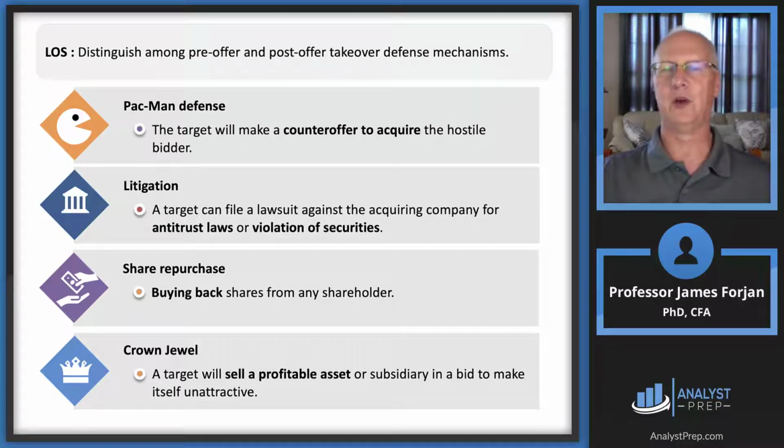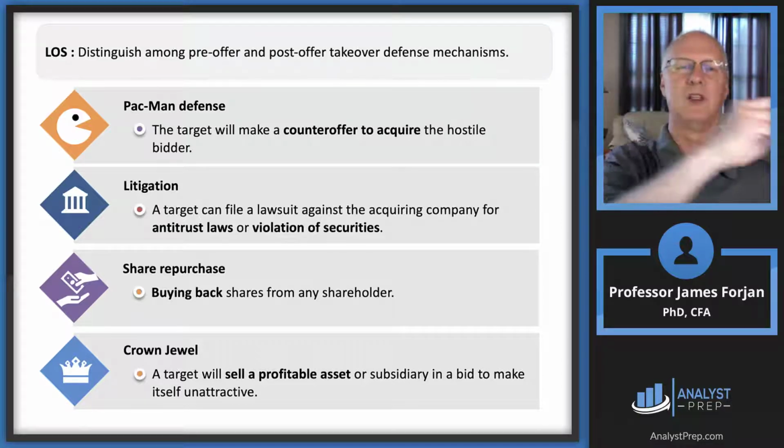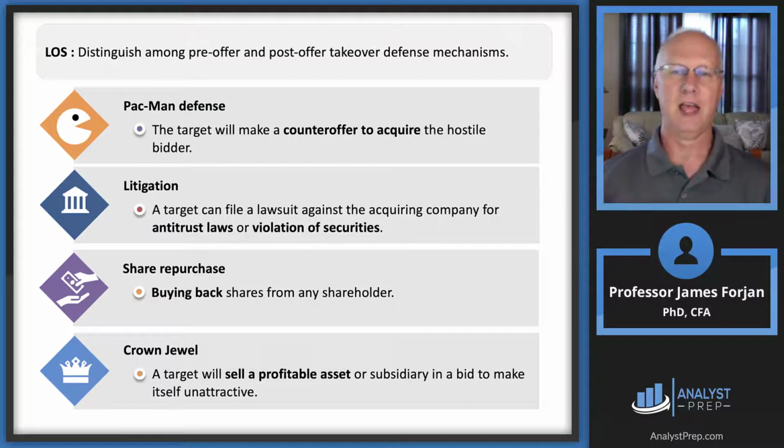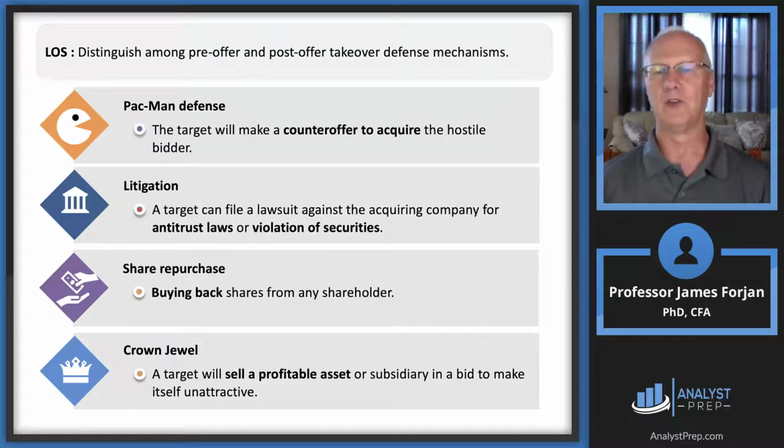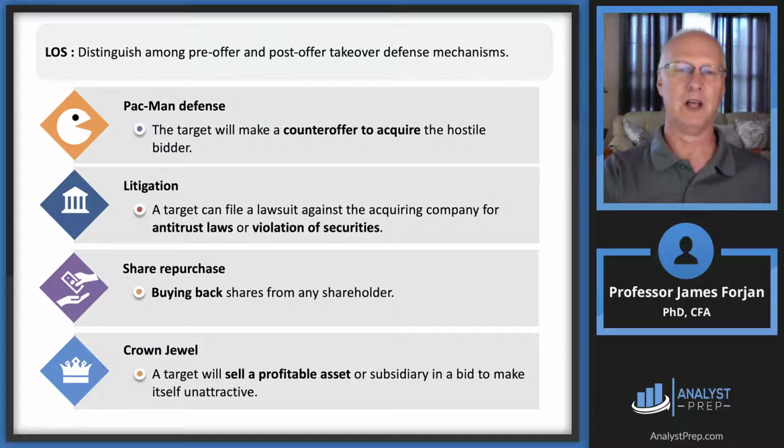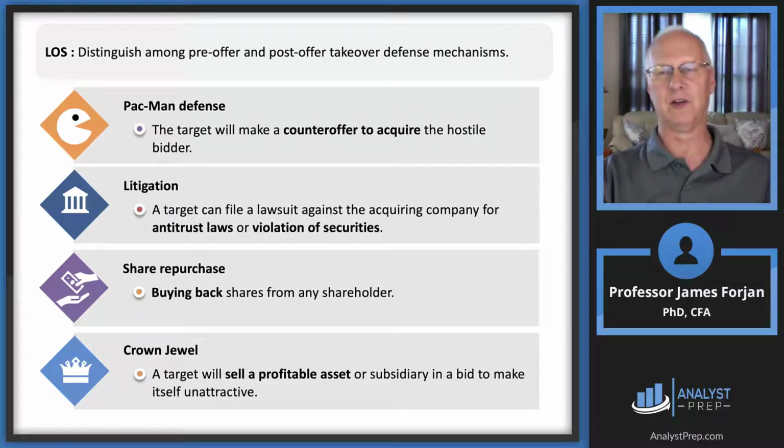So all we do, Pac-Man goes like this. The Pac-Man, it eats all the little dots. And so we just turn around and make a counteroffer. We can also sue. We can also repurchase our shares. Actually, that's what AMP did. AMP issued a bond and offered a premium over the premium that Allied Signal offered to the shareholder, kind of bribe the shareholders. Repurchase or a crown jewel.